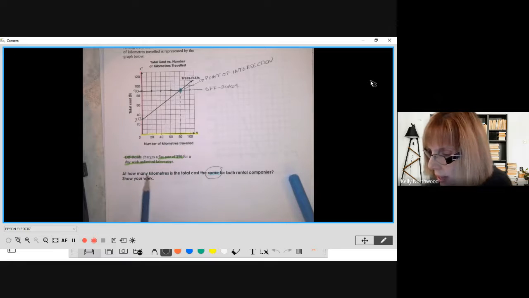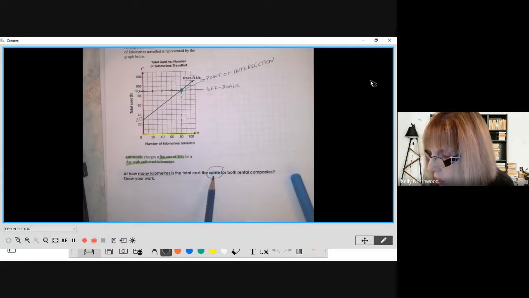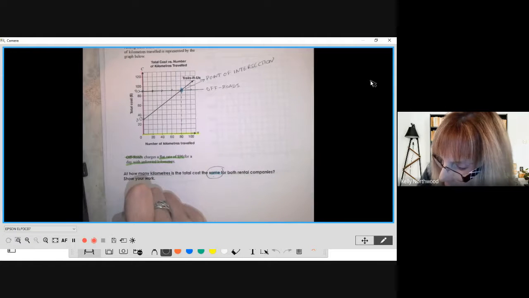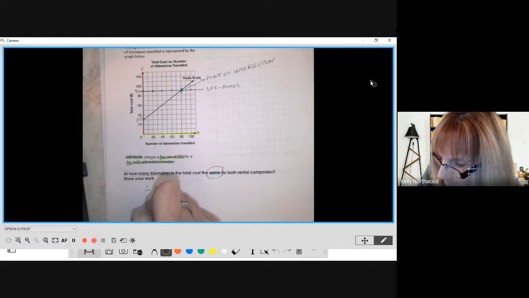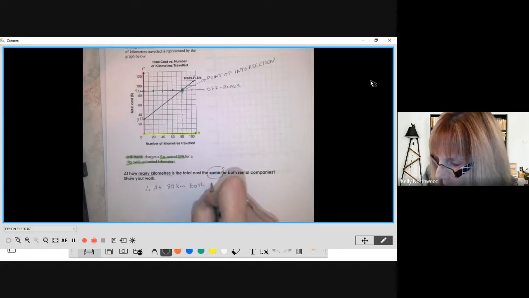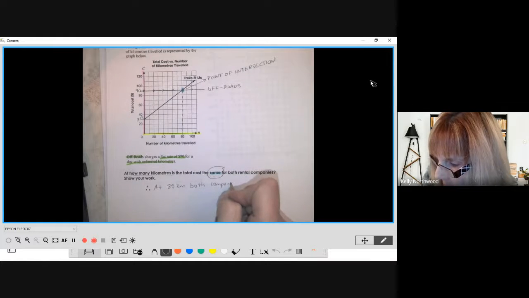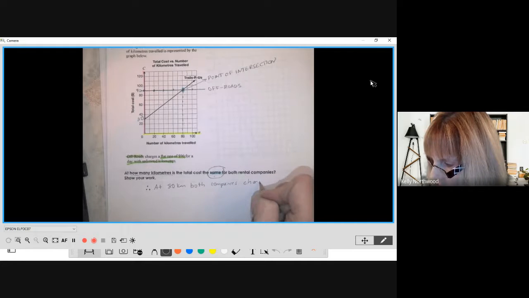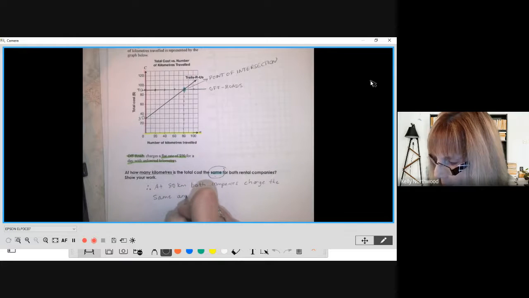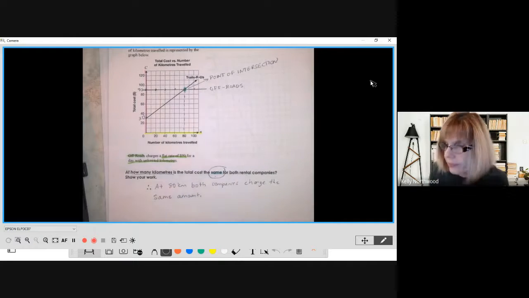And then you have to answer the question they asked. So at how many kilometers is the total cost the same for both companies? Therefore, at 80 kilometers, both companies charge the same amount. Okay. At 80 kilometers, both companies charge the same amount.